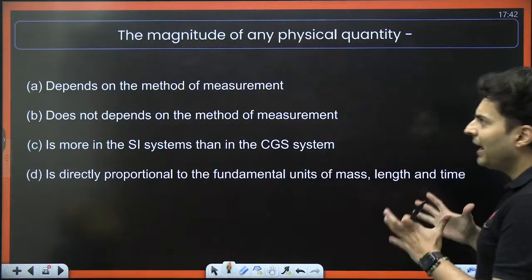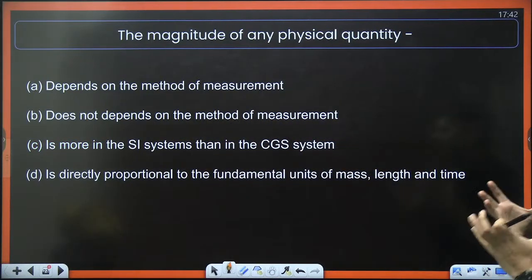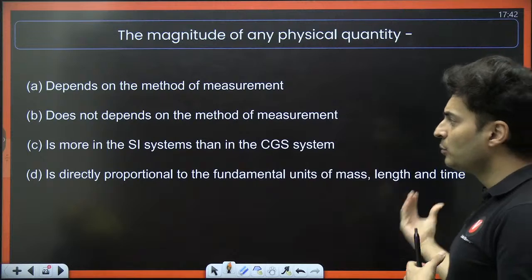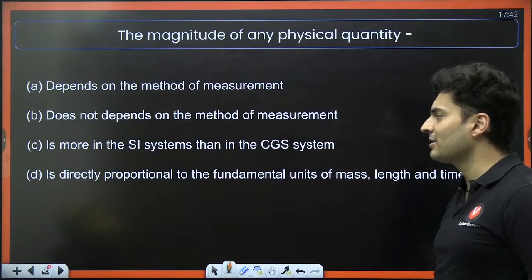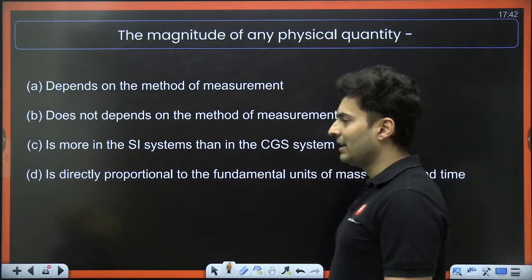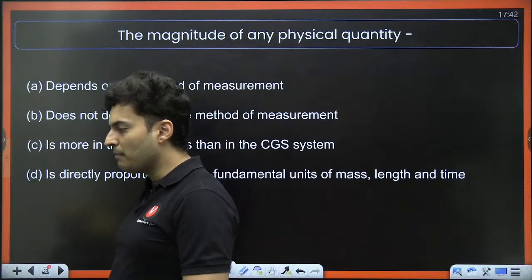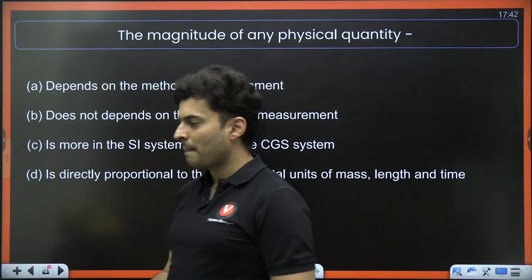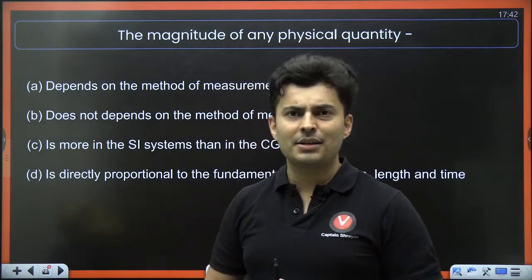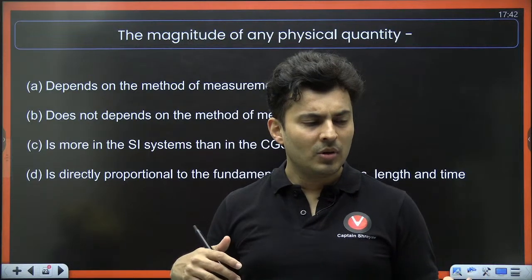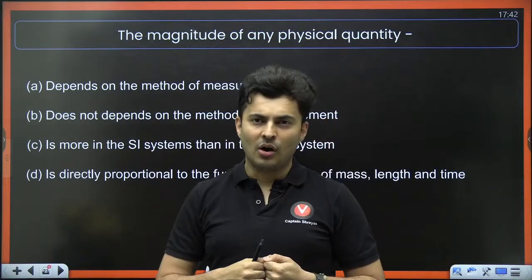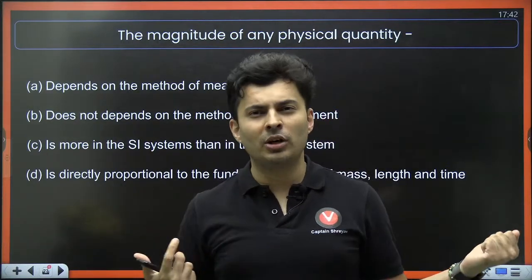Next question. Does the magnitude of any physical quantity depend on how you measure it? Does not depend only on the measurement. Is more in the SI system than in the CGS. Is proportional to the fundamental unit of mass, length, etc. What do you think? The magnitude of that quantity depends on the method of measurement. Whether I take a scale to measure, maybe I have a tape, or some other digital instrument.